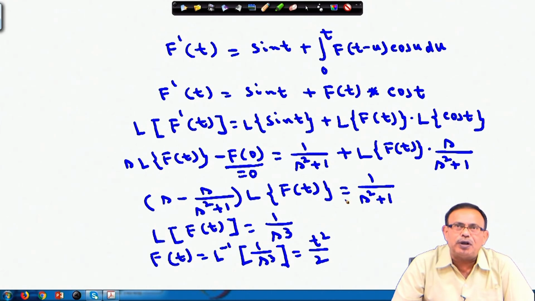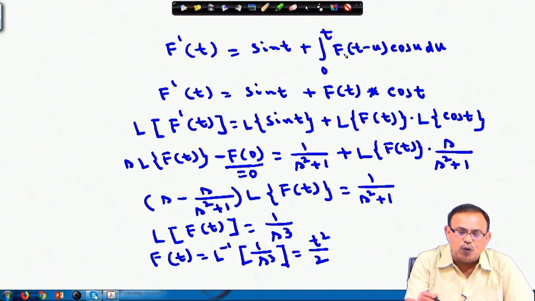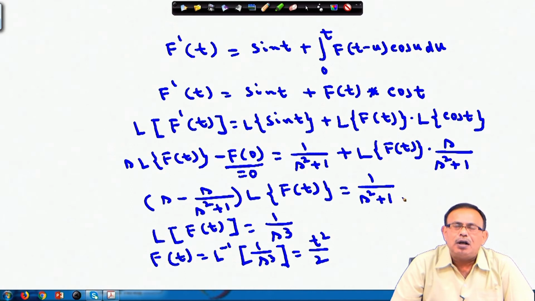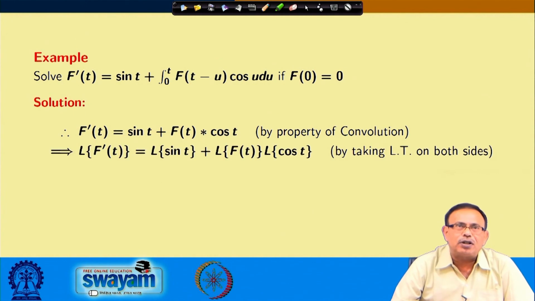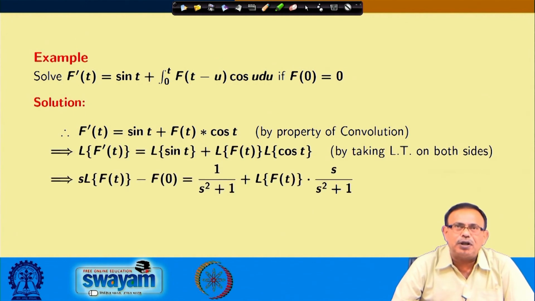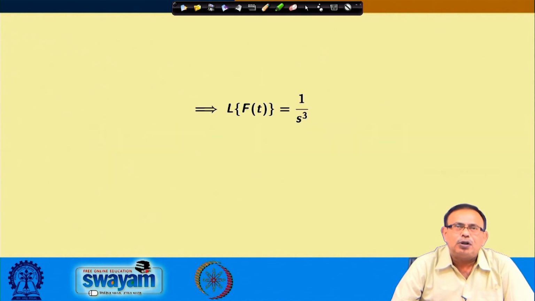Please note that in this equation f(t) is coming under the integral sign, and you have the derivative f'(t) also, but since we know the Laplace transform of the functions as well as of the derivatives, using that concept we can find the value of f(t) as t²/2. Here the Laplace transform of f'(t) is this one, you substitute the Laplace transform of cos t, f(0) is 0, so you obtain L{f(t)} equals 1/s³, and f(t) is t²/2.